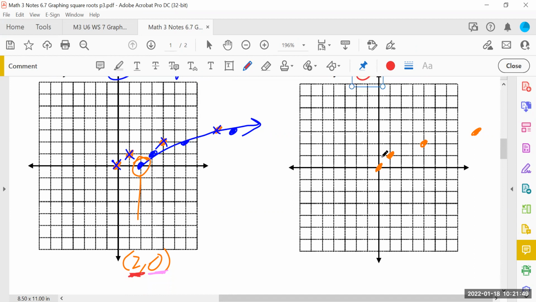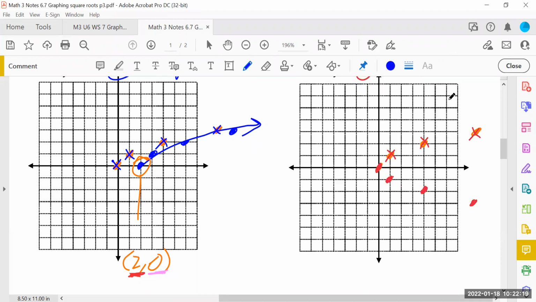So 0 times -1 is still 0. This one doesn't move. But 1 times -1 is -1. 2 times -1 is -2. 3 times -1 is -3. So it only affects the Y values. It does not change the X's. Now I do my shifting, just like before.